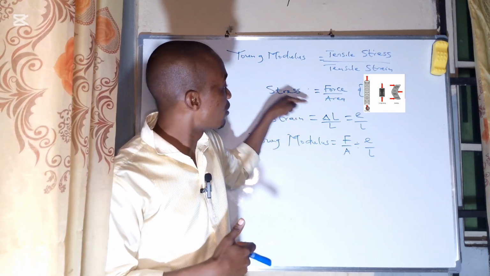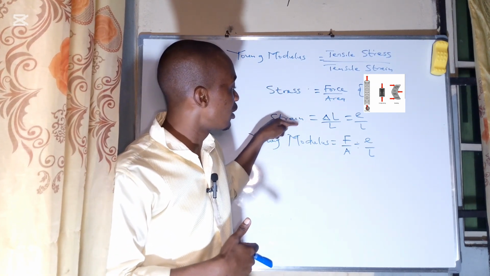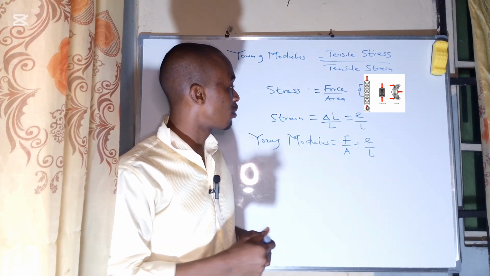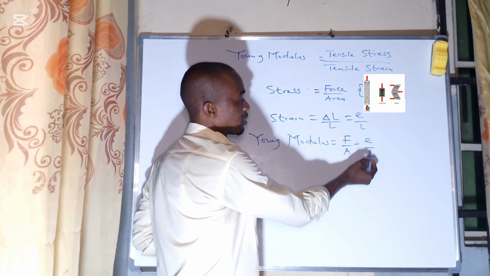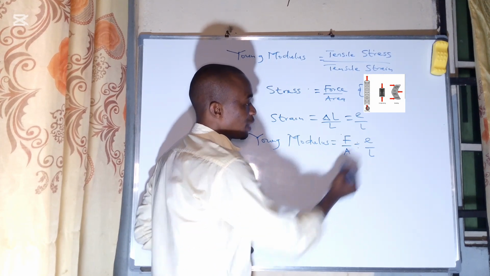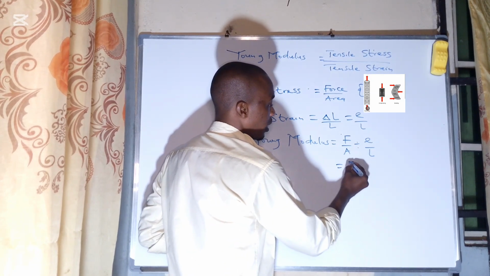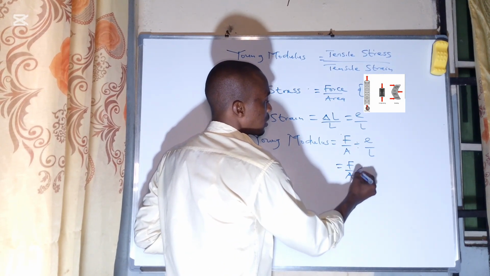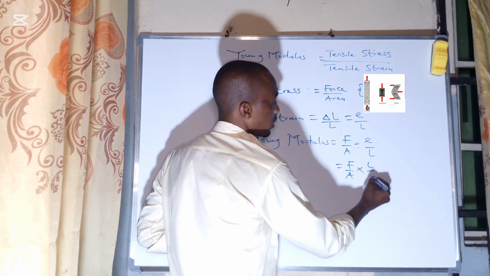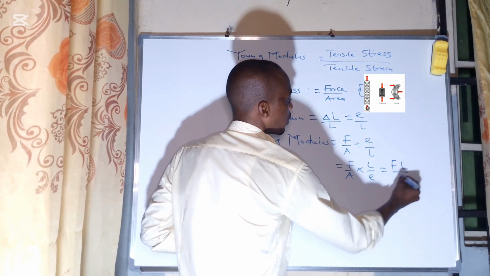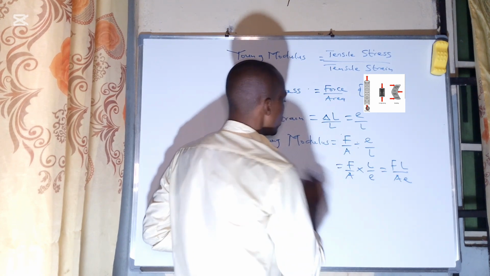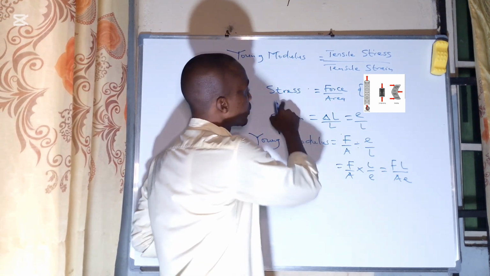So if you compare the ratio of this stress and strain, you will get Young modulus. See what I did here? Force over area divided by extension over length. And then if we simplify, we are going to have F over A times L over E, so we're going to have FL over AE.